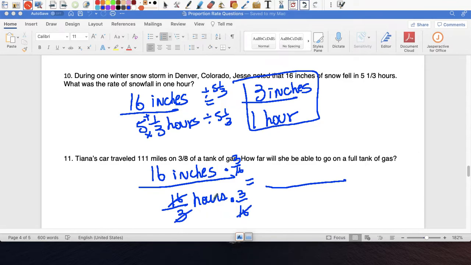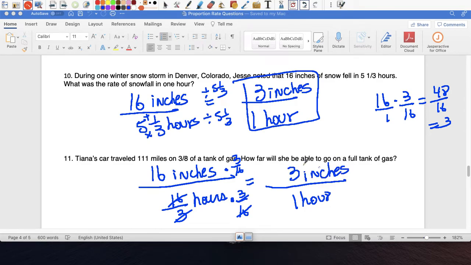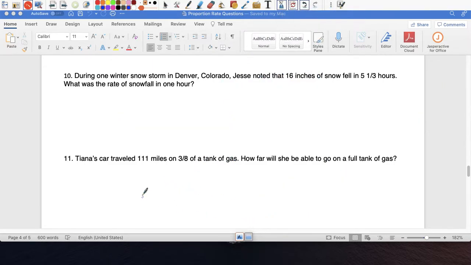This and this all simplifies to 1 hour. And then 16 times 3 over 16. Let me put that at 1. This is 16 times 3 is 48. 1 times 16 is 16, and 48 divided by 16 is 3. So we get the same answer. So just a different way of solving it.